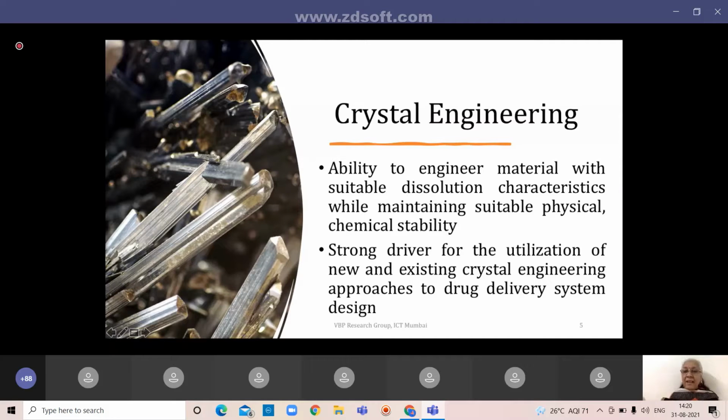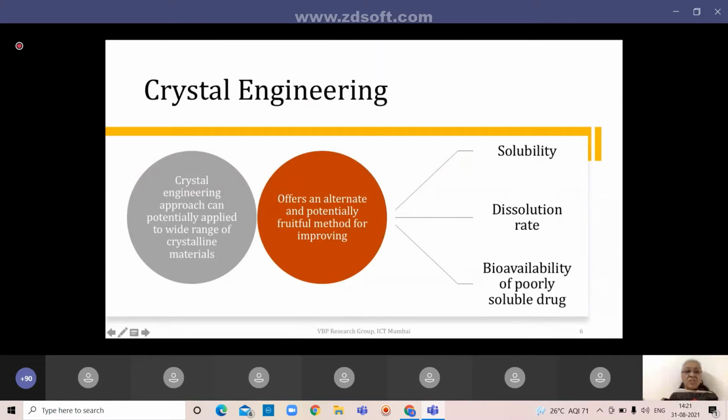So does it mean that crystal engineering is always done to get faster dissolution? The answer is no. You may have to modulate the dissolution characteristics. So can we achieve modulation of release characteristics, be it in the form of sustained release, increased permeability through skin, or prolonged residence time on the ocular corneal surface? Can all that be done? The answer is yes. So the crystal engineering approach can potentially be applied to a wide range of crystalline materials.